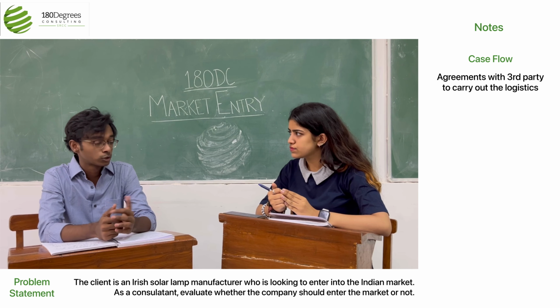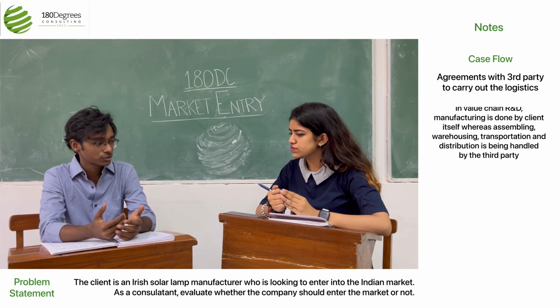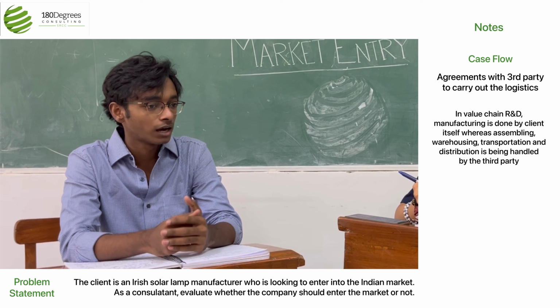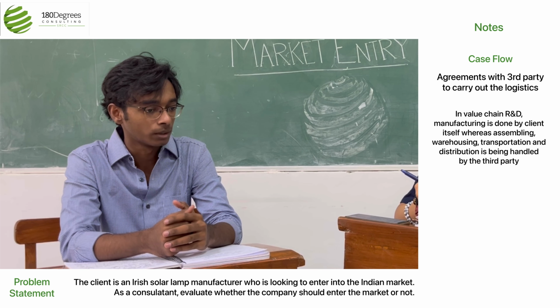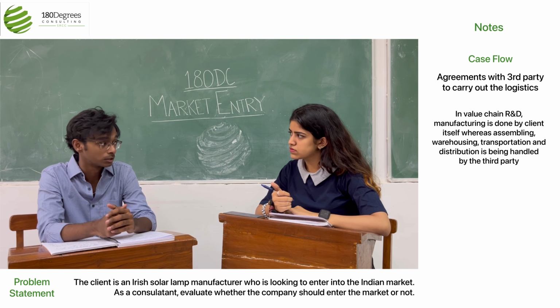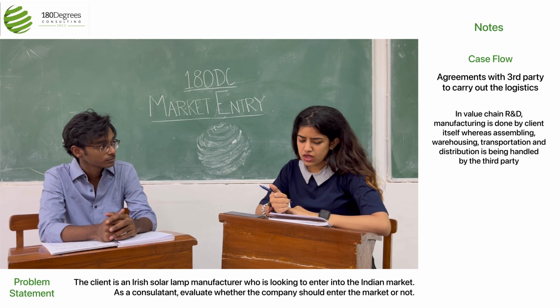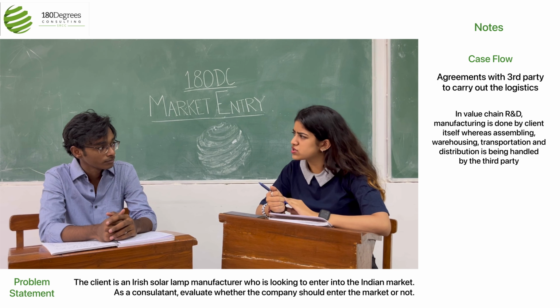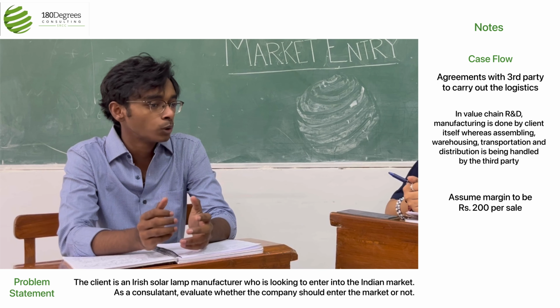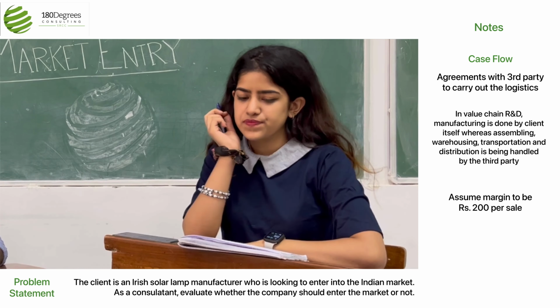Okay, so that's a good question. The manufacturing and R&D is being handled by the client so far, whereas the other logistics, which are warehousing, transportation, distribution, are being handled by the third party. Alright. What is the total margin that a client is gaining from each sale? You can assume it to be around 200 per each sale.